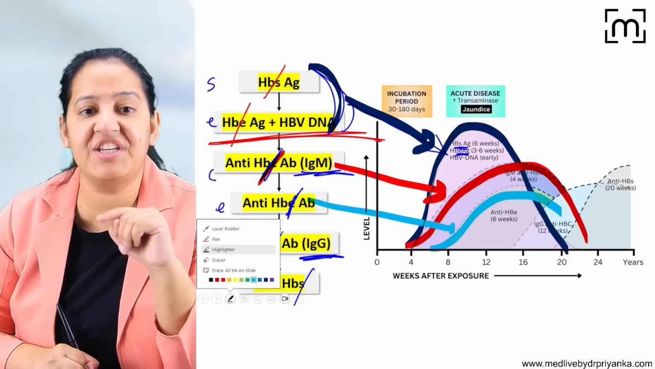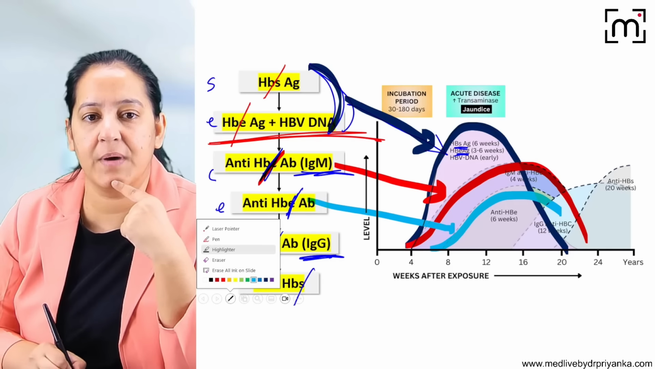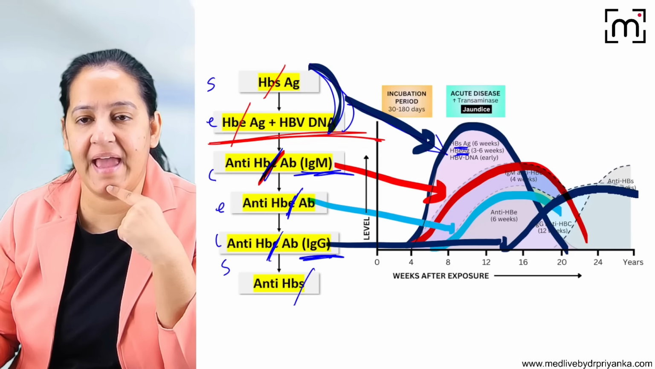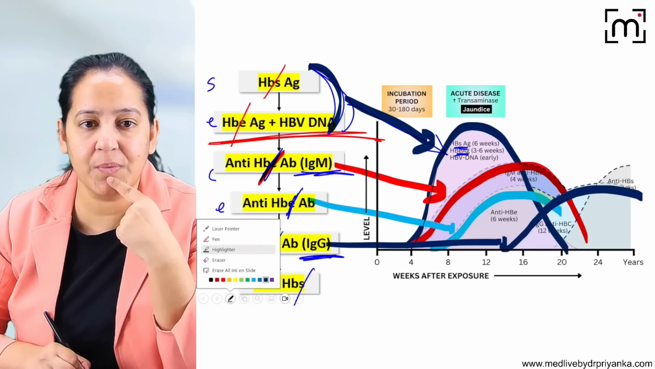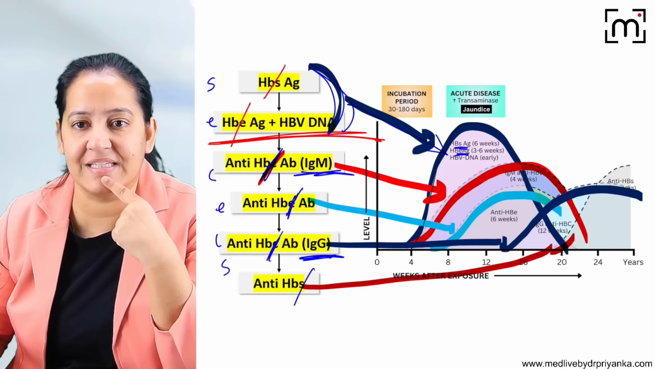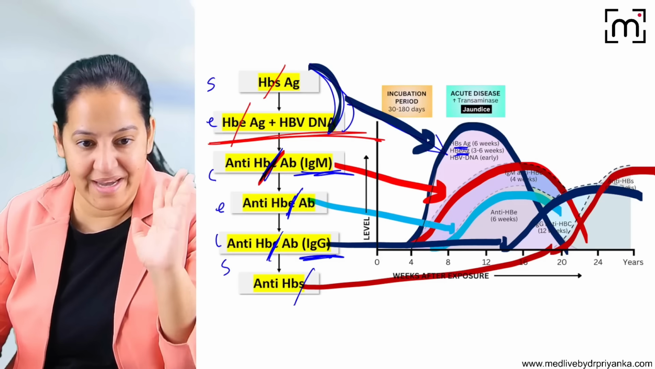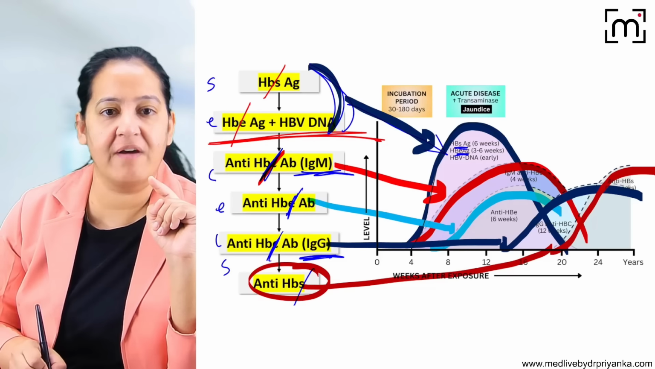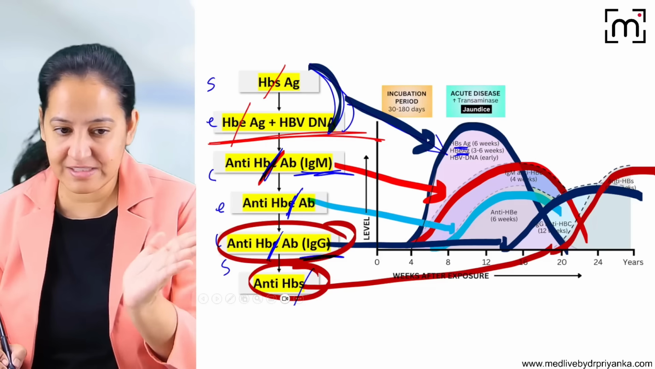Then IgG anti-C is coming. So this one is IgG anti-C. And last one is anti-S. So this one is anti-S. The last two will never go back. They will never touch the baseline. So anti-S will remain forever and IgG will remain forever. The rest all will come and go.